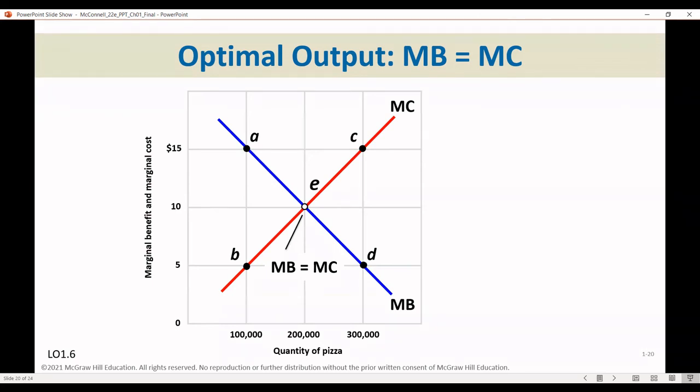Anything outside of the output E will generate a surplus or a shortage.